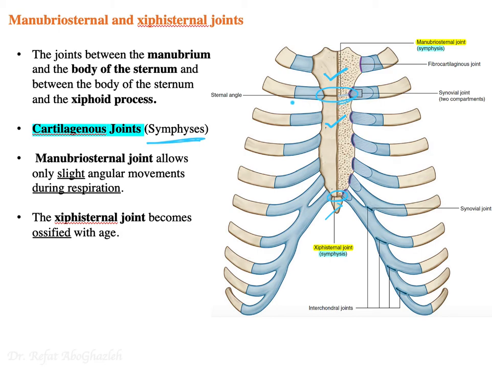For example, the manubriosternal joint allows only slight angular movement during respiration, while the xiphisternal joint becomes ossified with age, right? Sometimes during CPR, it is prone to fracture, right?